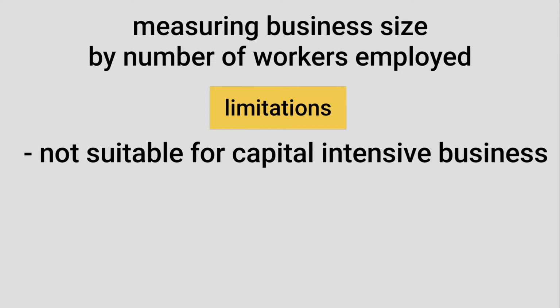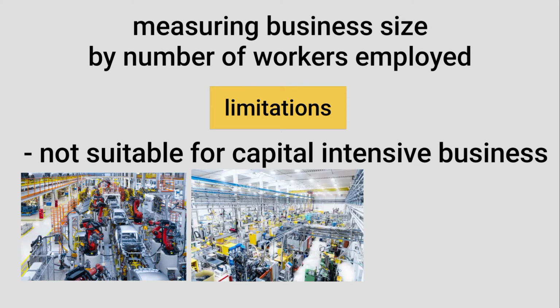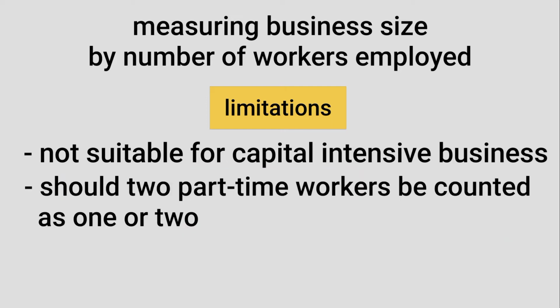However, this method has some limitations. This method is not suitable for capital-intensive businesses. Capital-intensive businesses use the latest computer-controlled equipment or machinery. They use a great deal of capital equipment to produce their output or product. They produce high levels of output. These businesses employ fewer people than businesses that produce less output. Another problem is that should two part-time workers who work half of a working week each be counted as one employee, or two?